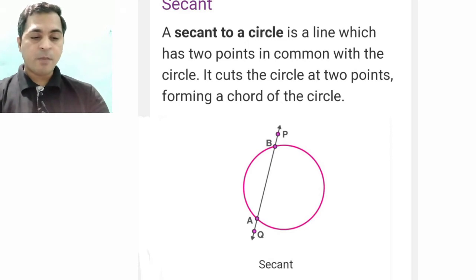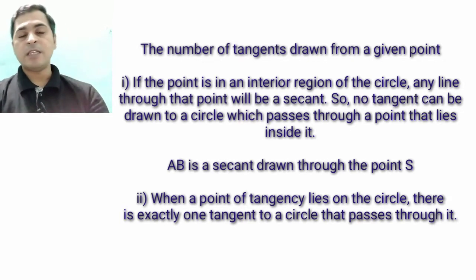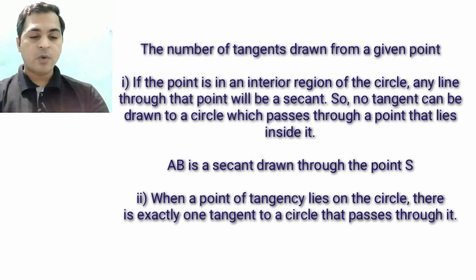So let us see, if the point is in the interior region of the circle, any line through the point will be secant, right? If the point is interior to the circle and a line passes through it, that line will not be a tangent, that line will become a secant because it intersects the circle at two distinct points. So no tangent can be drawn to the circle which passes through a point that lies inside. It means if a point lies inside the circle and you draw a line from there, that line will intersect the circle at 2 points, so that is not a tangent, that will be what? Secant. AB is a secant drawn through the point.